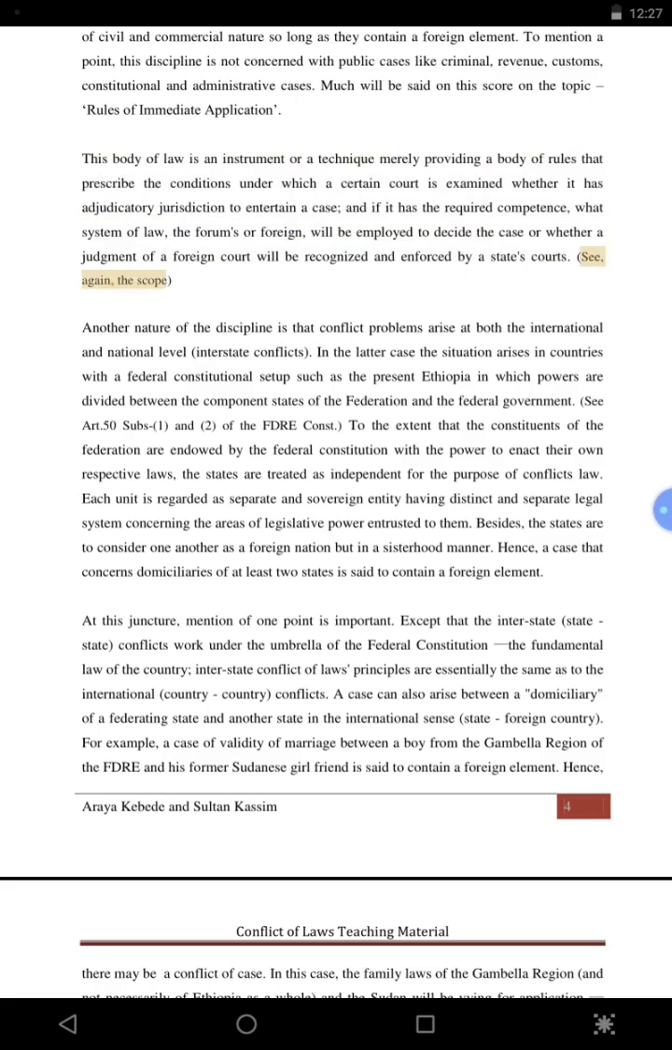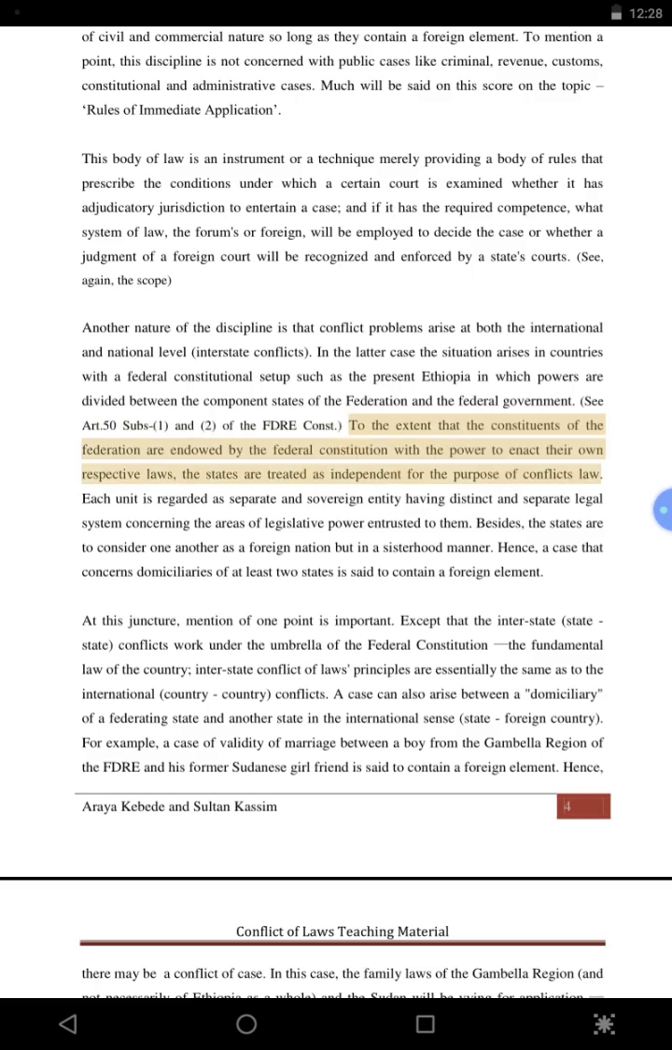See, again, the scope. Another nature of the discipline is that conflict problems arise at both the international and national level, interstate conflicts. In the latter case, the situation arises in countries with a federal constitutional setup, such as the present Ethiopia, in which powers are divided between the component states of the federation and the federal government. See Art. 50 subs 1 and 2 of the FDRE Const.